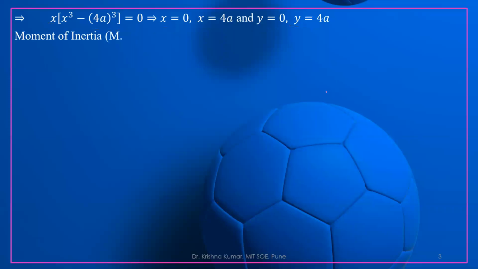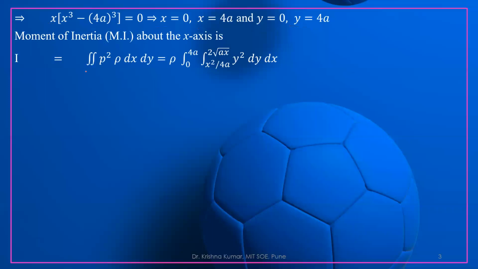Okay. So what is the moment of inertia about the x-axis? This is the formula of double integration we are using: double integral of p square rho dx dy. Since nothing is said about rho, we take it outside because it is constant with respect to x and y. The limit of x is 0 to 4a. Just look here at how to get the limit of y.